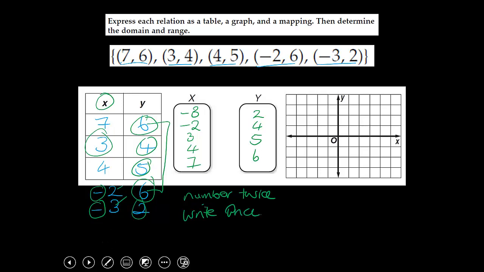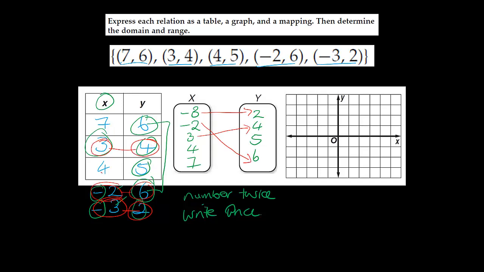So now, once I've placed my numbers in, I need to draw the relation. So minus 3's relation is 2. Minus 2 goes to 6. Then 3 goes to 4. 4 goes to 5. There we go. And 7 goes to 6. There, 7 to 6. And that is our mapping.